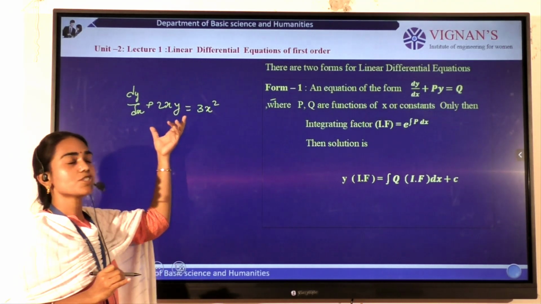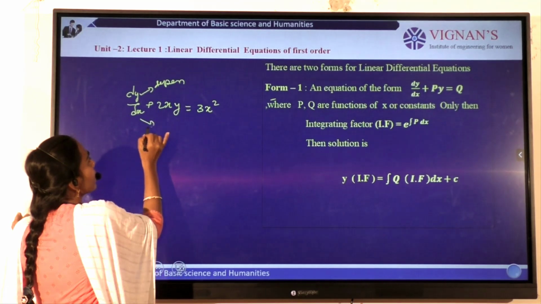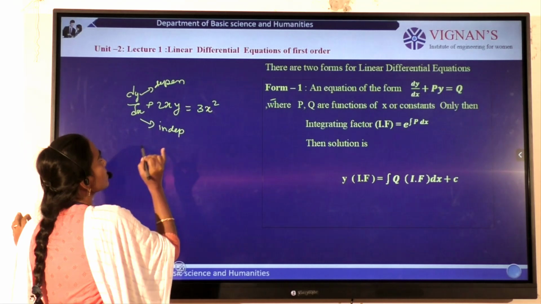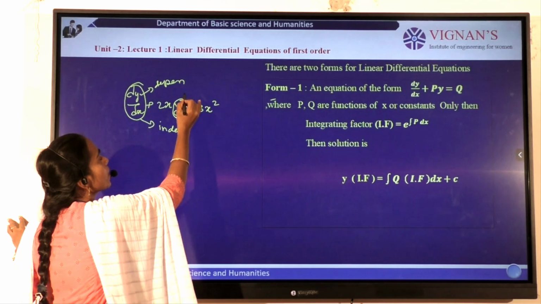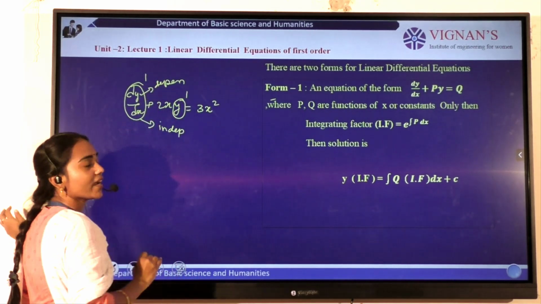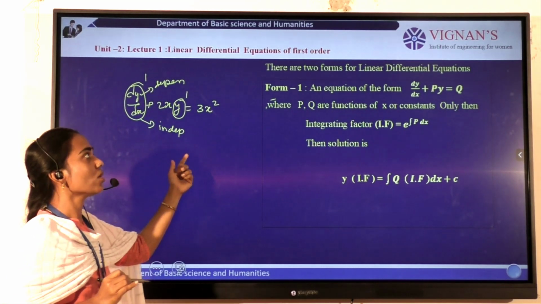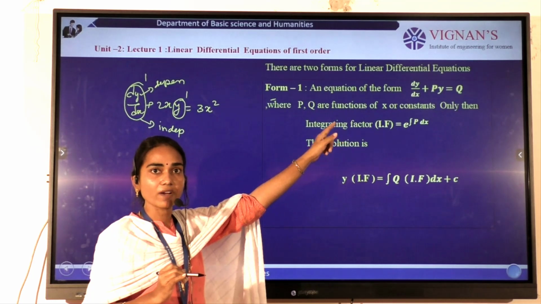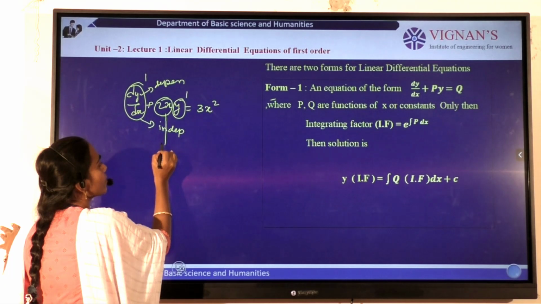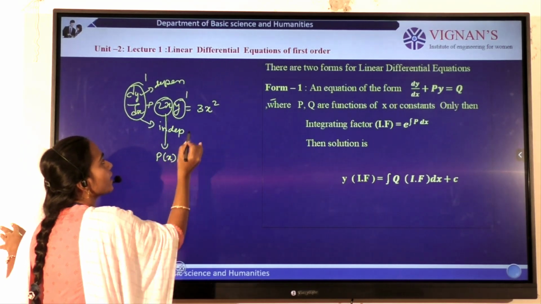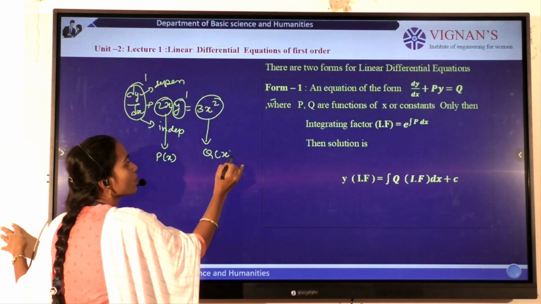Now observe this differential equation. Here y is the dependent variable and x is the independent variable, right? The dependent variable y and its derivative dy by dx both appear in the first degree only. So this is called a linear differential equation of first order in y. Next, observe again, the multiple of y is here 2x, which is a function of x, and the right hand side part is 3x square, that is also a function of x.